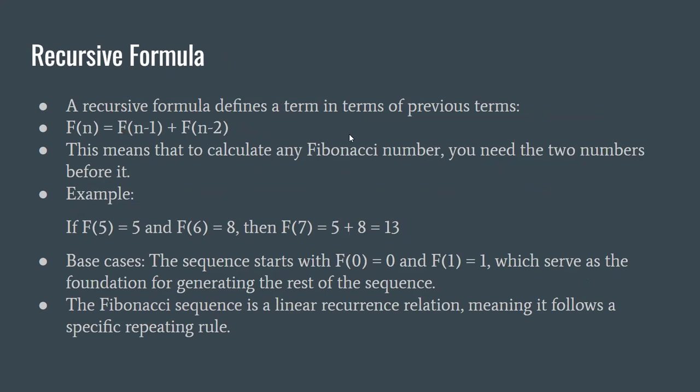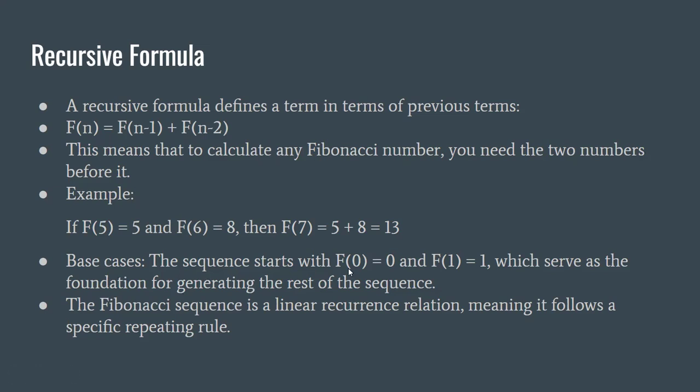It's an example of a recursive formula, which you can see with this f of n formula. Basically, this means that if you want to calculate any Fibonacci number, you just have to know the two previous ones. So an example is, if f of 5 equals 5 and f of 6 equals 8, that gives you f of 7, which you just add up, and that gives you 13. The sequence starts with f of 0 and f of 1, and that gets you going and sets a foundation for generating the rest of the sequence.